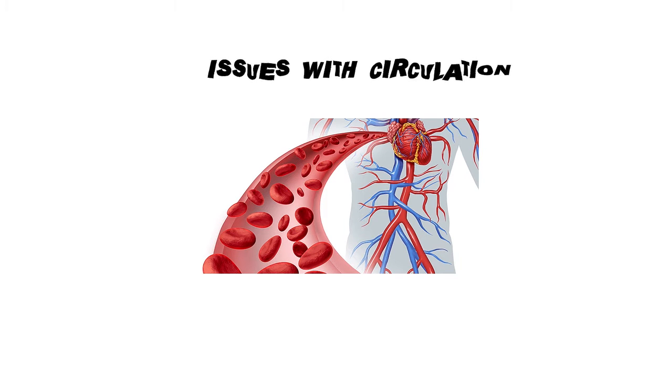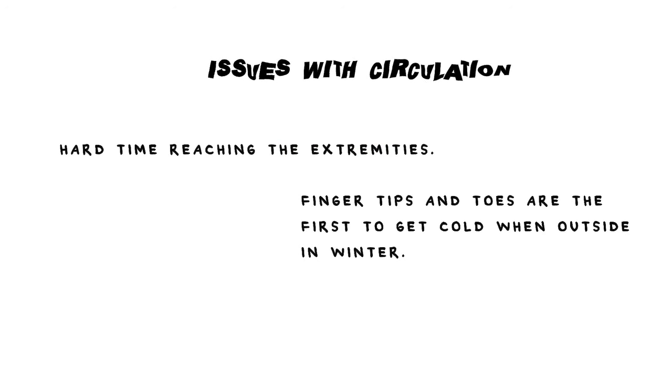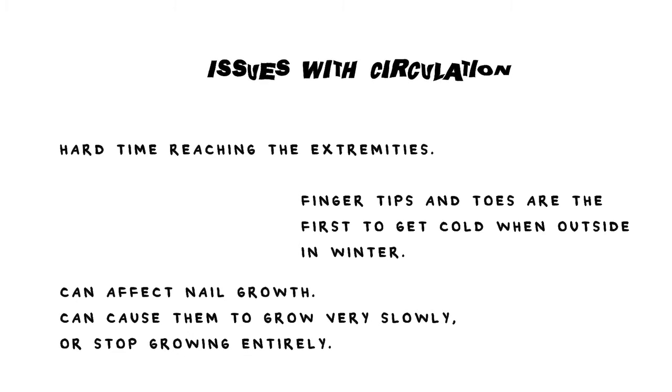When blood does not fully circulate across the body, it often has a difficult time reaching the ends. This is why in winter weather the fingertips and toes are the first to get cold when outside. Poor circulation can affect nail growth in people with PAD. The lack of oxygen and nutrients in the nails will cause the nails to grow very slowly or fully stop growing. If you do not pay careful attention to your feet, this sign of PAD may sometimes go unnoticed.